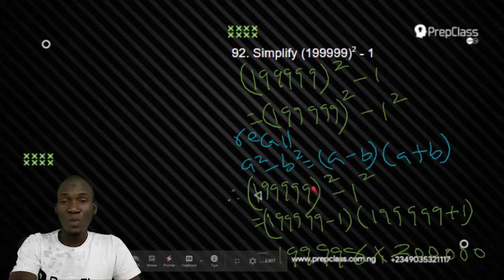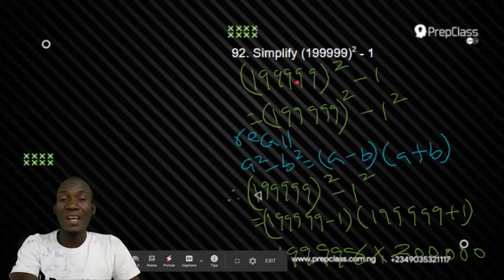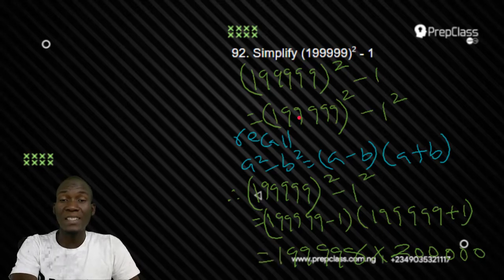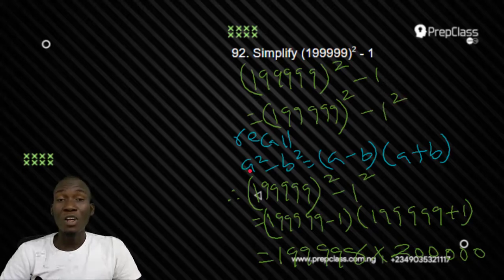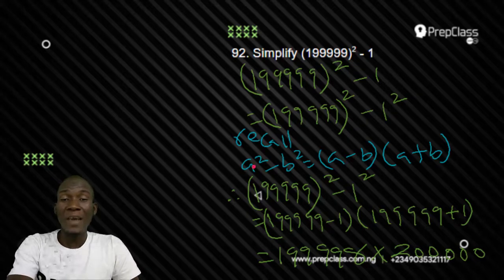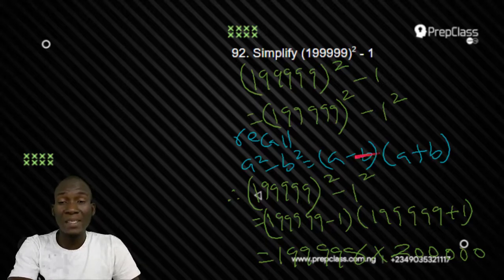Now, we have 199,999 raised to the power of 2 minus 1. So, which is the same thing as saying 199,999 raised to the power of 2 minus 1 is the same thing as saying 1 times 1. And 1 times 1 is the same thing as saying 1 raised to the power of 2. So now we have to recall a law of algebra, which says when you have a squared minus b squared, the result is the same thing as saying a minus b in a bracket, then open bracket a plus b. So we are going to apply this simple logic to solve this question.